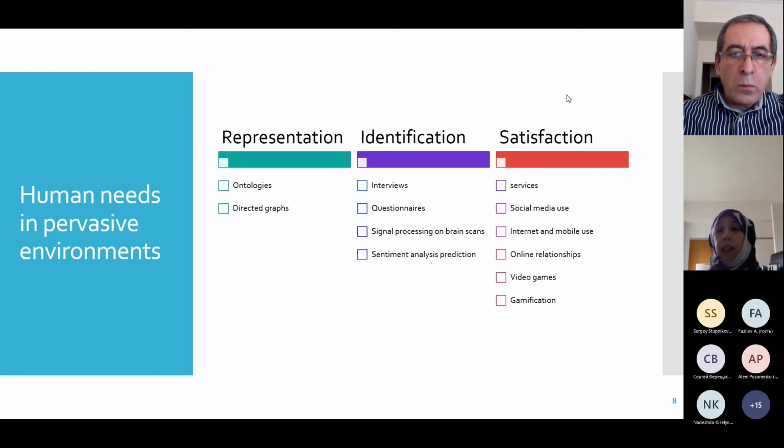We also found that the satisfaction of needs is a very interesting area in research, and researchers have found that technology can actually satisfy human needs in different ways, such as providing services, social media use, internet and mobile use, online relationships, video games, and also gamification.